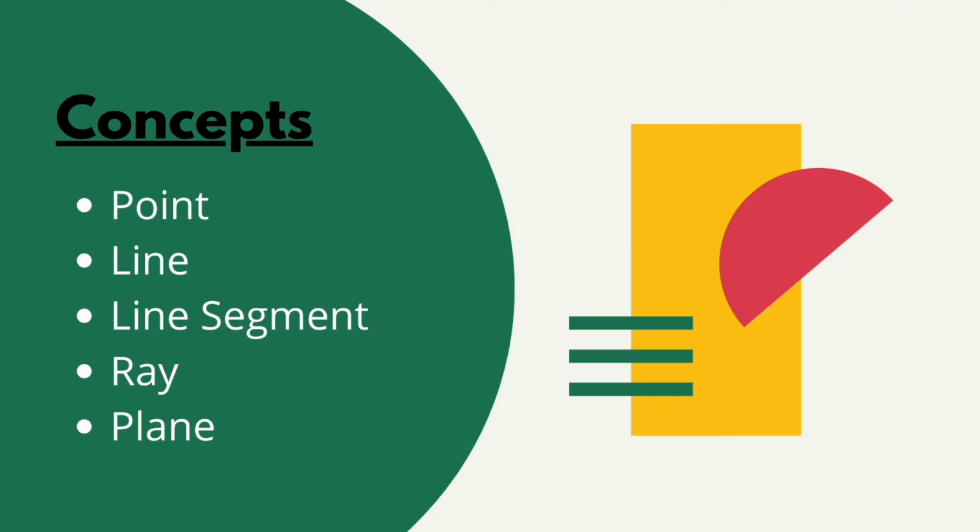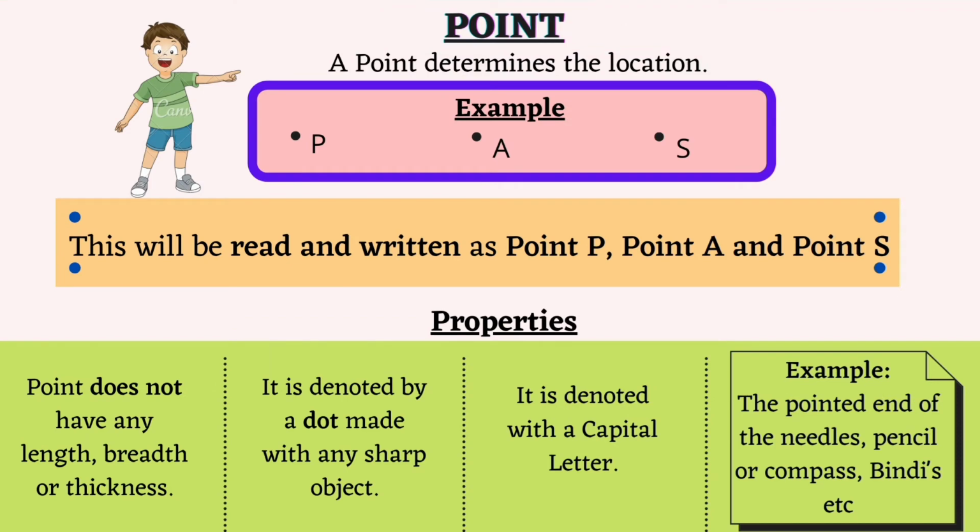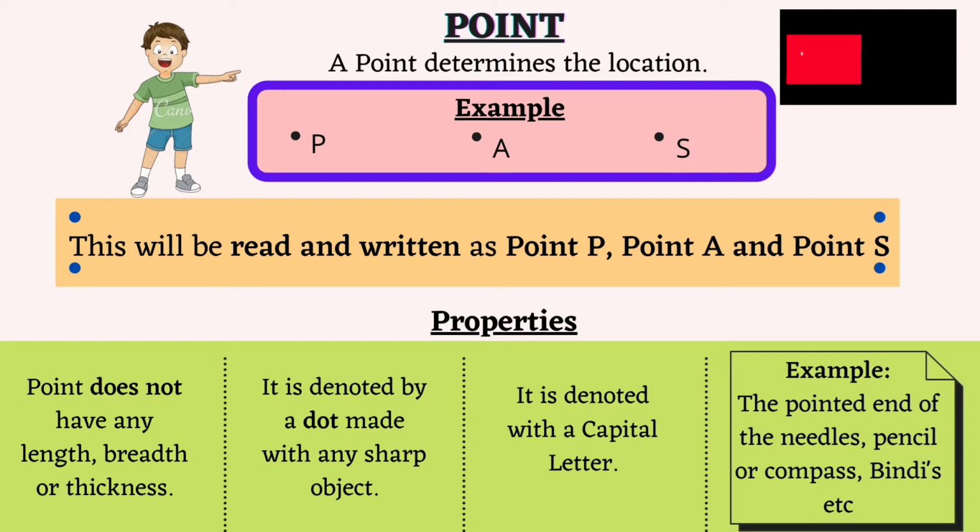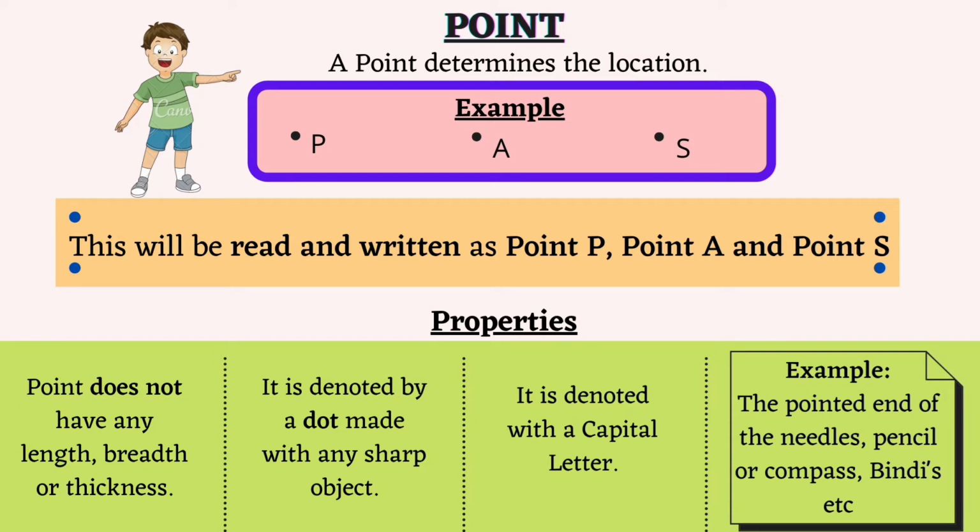For this video our focus will be on point, line segment, ray and plane. A point is a dot that determines the location. Now this dot can be made with any sharp object like pencil, pen, etc. With regards to geometry, we can identify the point with a dot. Like in the given example, you can see there are three dots, that is a point, with a letter written beside it. Now, how are you going to read or write this point? You will read and also write this point as point P, point A, and point S.